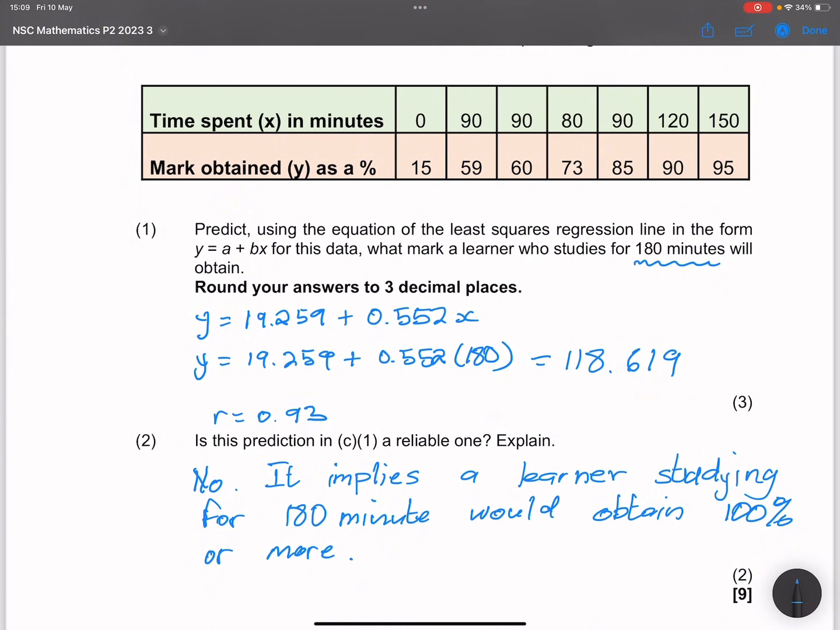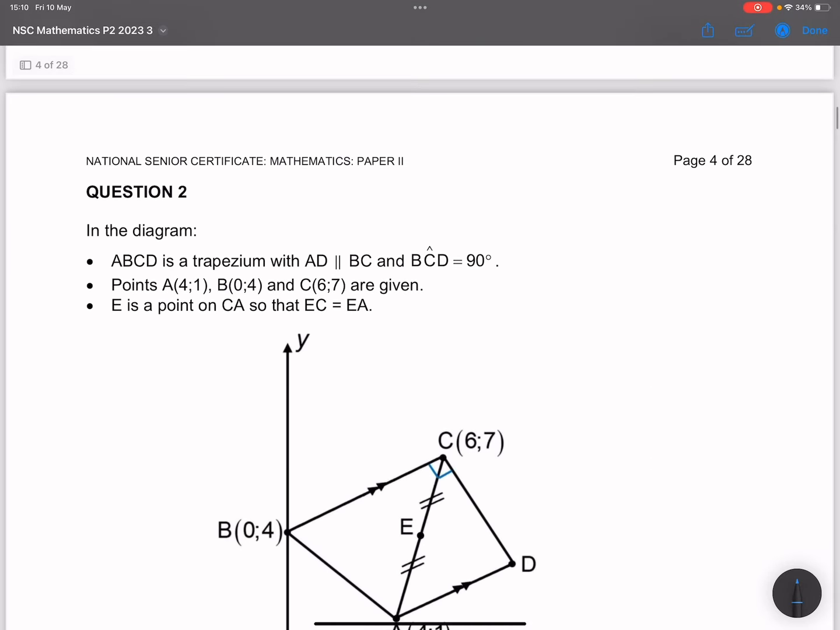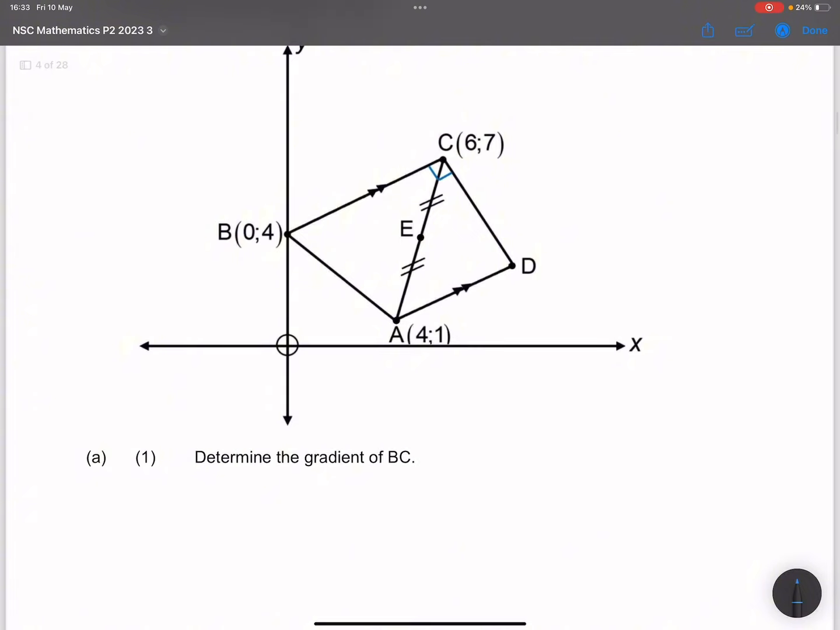Okay, so let's go to the next section, question 2. They say to us in the diagram, we've got ABCD, which is a trapezium with AD parallel to BC and BCD equal to 90. Now they've given us the points there, which are A, B, C, and there it is on the diagram. So they say determine the gradient of BC.